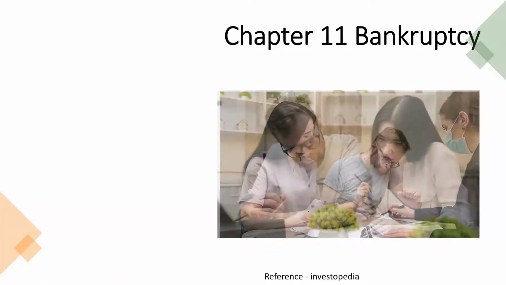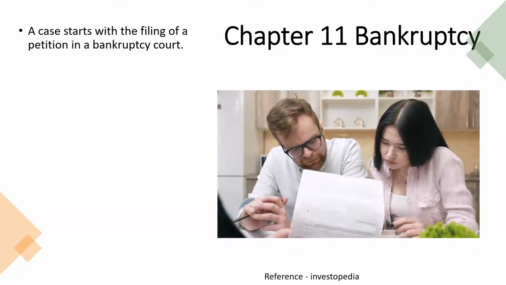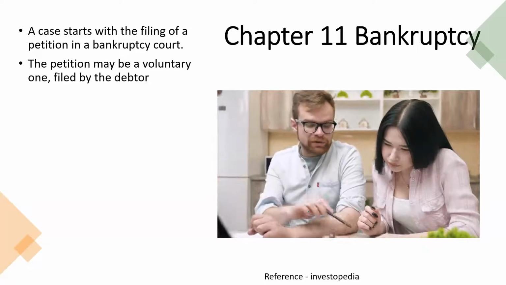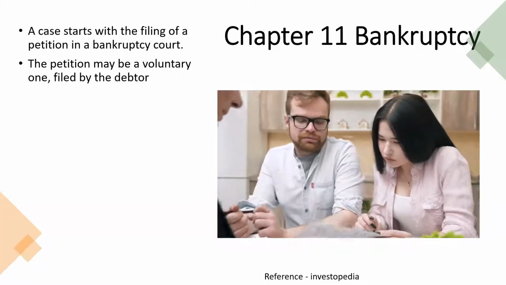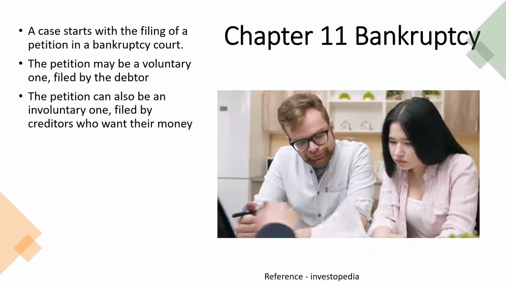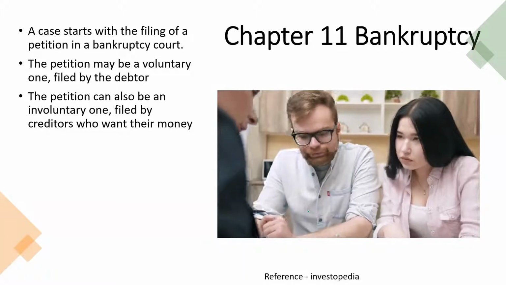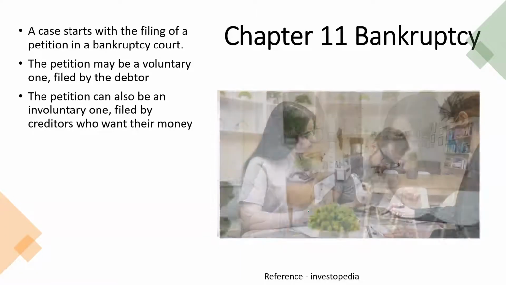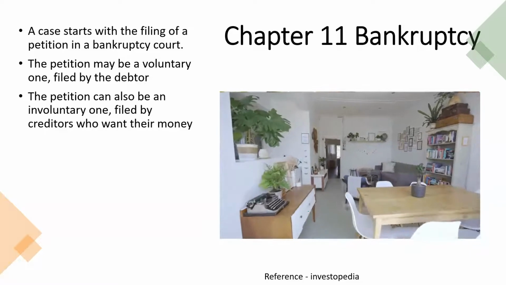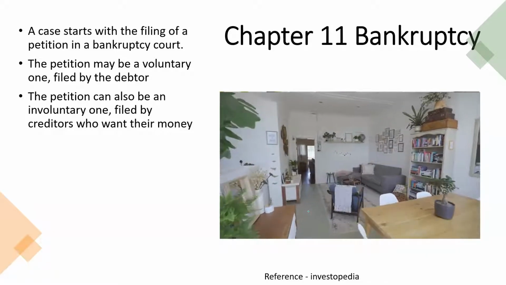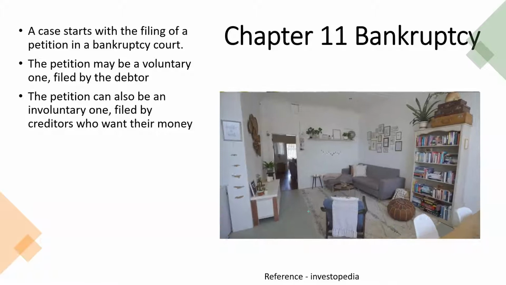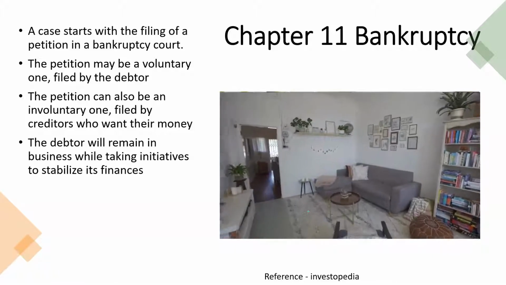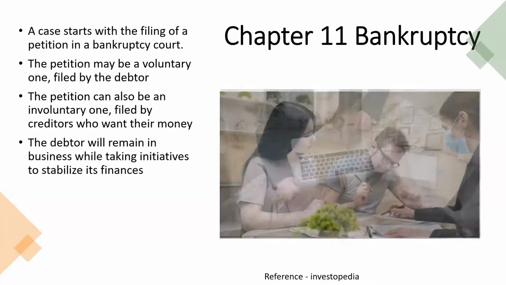So instead of liquidating, which would take out the business, they try to reorganize with a Chapter 11 process. A case starts with the filing of a petition in a bankruptcy court. The petition may be a voluntary one filed by the debtor, but the petition can also be an involuntary one filed by the creditors who want their money. So the creditors may actually initiate this, and then if you go into the bankruptcy, you've got a trustee, a third party now involved in the process.